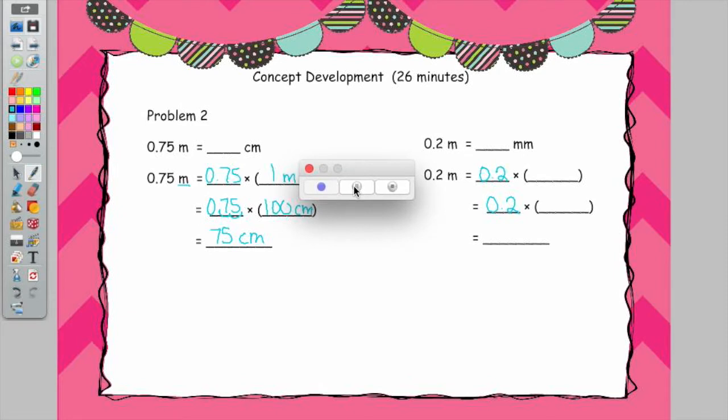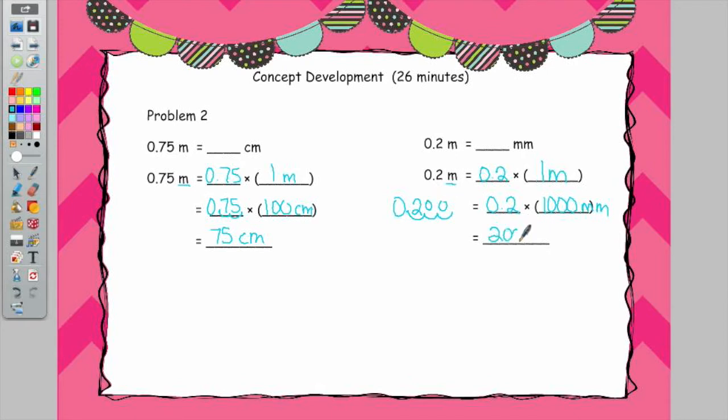Go ahead, Alondra. So what's 1 unit? 1 millimeter. 1 meter. Right. How many millimeters in a meter? 1,000. Good. If I take 2/10 times 1,000, how many decimal hops do I need? 3. So my answer is 200 millimeters. Okay, let's go to the next one.